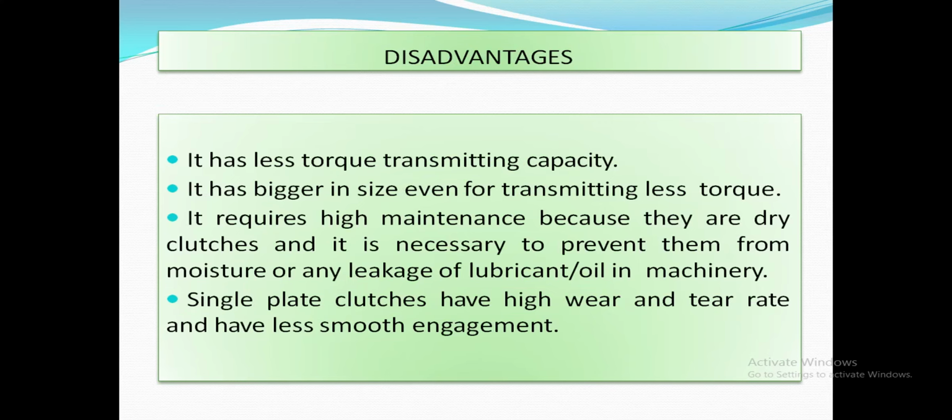What are the main disadvantages of single plate clutch? It has less torque transmitting capacity. It is bigger in size even for transmitting less torque. It requires high maintenance because they are dry clutches and it is necessary to prevent them from moisture or any leakage of lubricant or oil in machinery. Single plate clutches have a high wear and tear rate and have less smooth engagement.